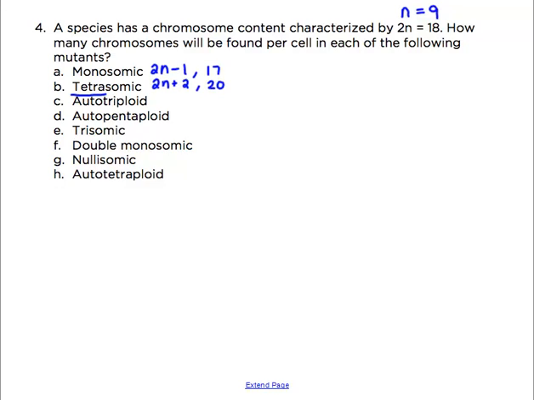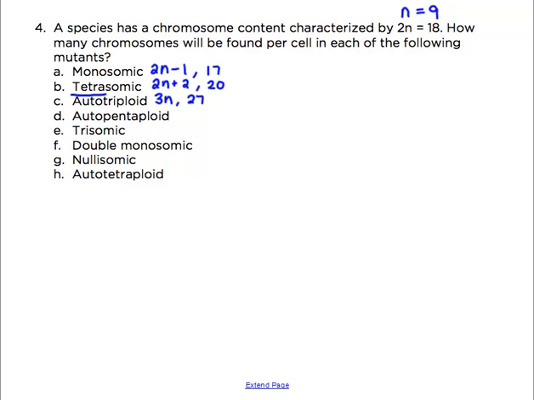C, an autotriploid. Remember, when auto, that means it's coming from the same species, which makes sense because they didn't give us any chromosome number for another species. And triploidy is a type of euploidy where it's an addition or a subtraction of a complete set of chromosomes. So triploidy is where you have 3 complete sets of chromosomes. So diploids have 2 complete sets, and this part C, this mutant has 3 complete sets. So this is characterized as 3n. And to find this, you want to take the haploid number 9 and times it by 3, which would give you 27 chromosomes.